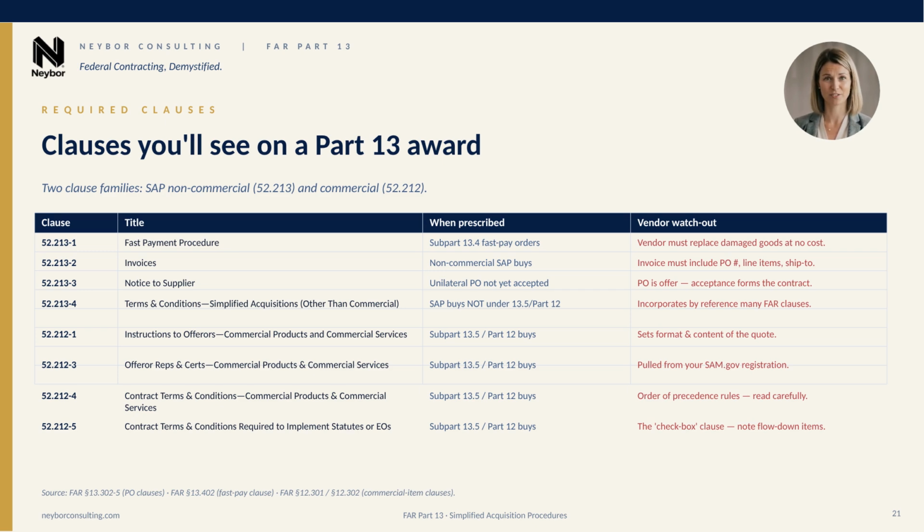Second family, the 52.212 series, applies whenever the contracting officer is using Subpart 13.5 or Part 12 for a commercial item. The instructions to offerors at 52.212-1, the representations at 52.212-3, those come straight out of your SAM.gov record, the contract terms at 52.212-4 with its order of precedence rules, and the implementing statute checkbox clause at 52.212-5 with its flow-down requirements. The right column tells you the watch out for each one. If you take only one thing from this slide, read 52.212-4 carefully. The order of precedence in that clause governs how disputes get resolved between your quote, the addenda, and the standard terms.